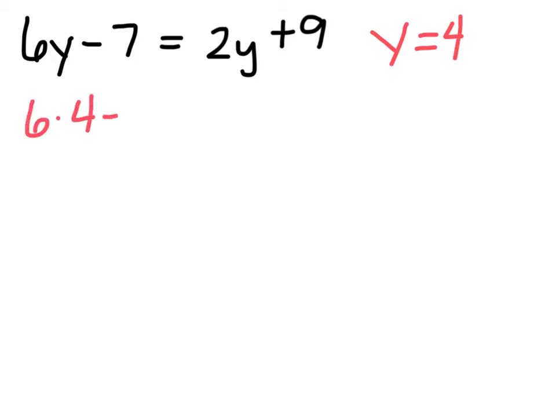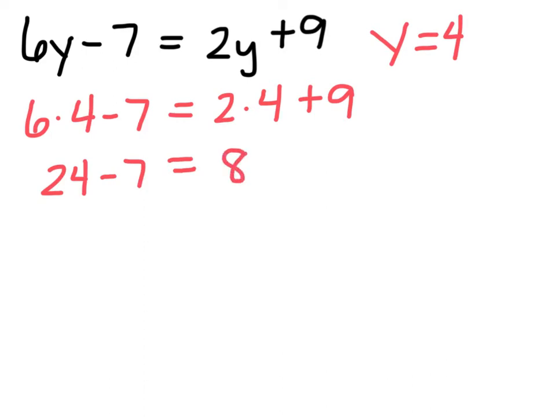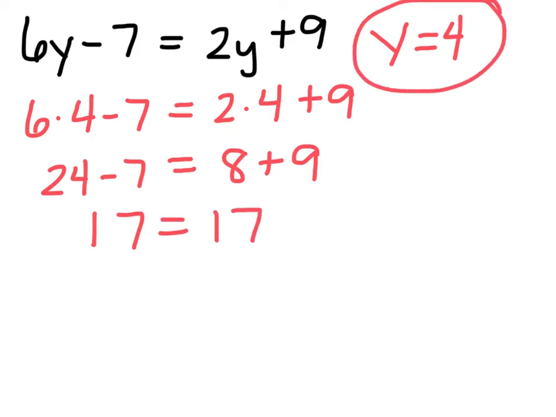6 times 4 minus 7 would equal 2 times 4 plus 9. Multiplication first, so 6 times 4 is 24 minus 7, and 8 plus 9 would be on our right-hand side. 24 minus 7 equals 17, and 8 plus 9 equals 17. Okay, so we found it. The statement 6y minus 7 equals 2y plus 9 is true when y equals 4. All right. There's method 1.